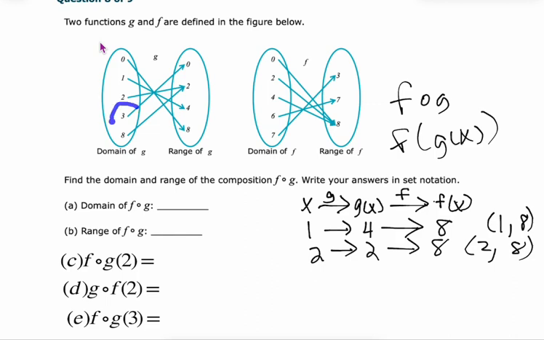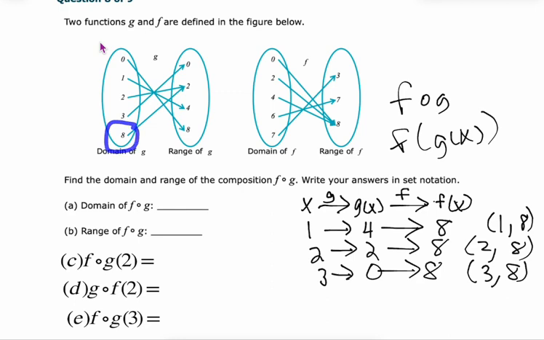Next one I'm going to check is the number 3. I start with 3. It becomes a 0. It has a connection. That 0 becomes an 8. So I started with 3. It became a 0. That 0 becomes an 8. That is the point 3, 8. We just have one more to check.